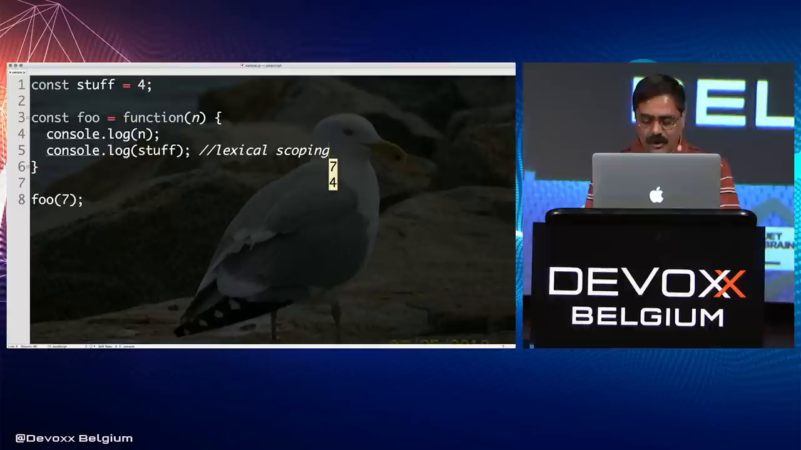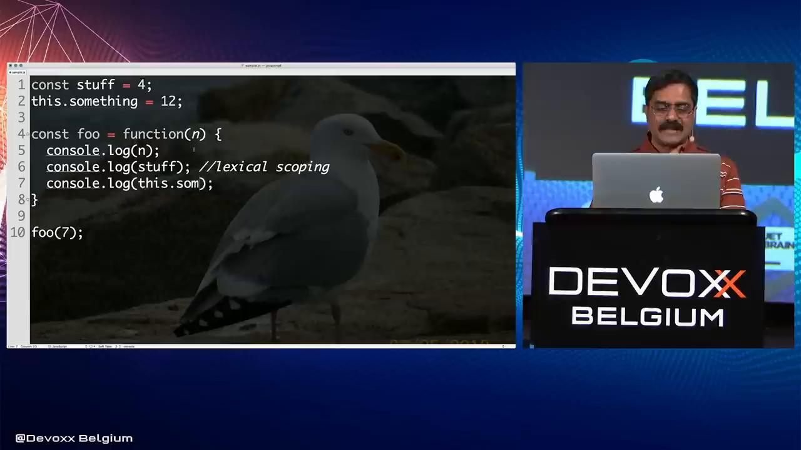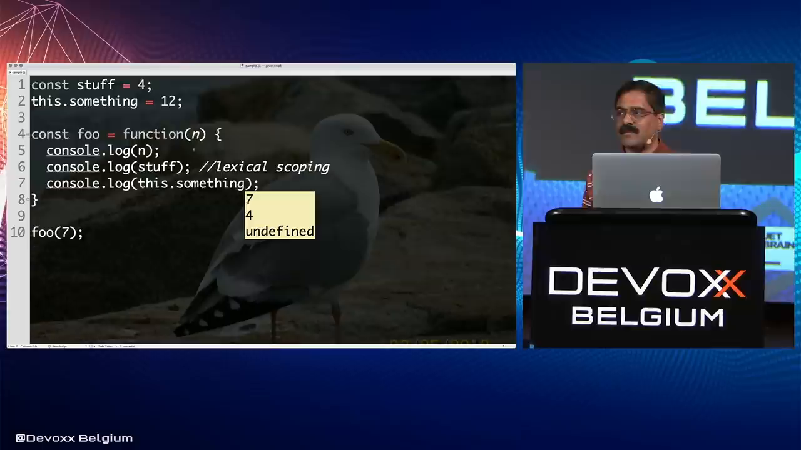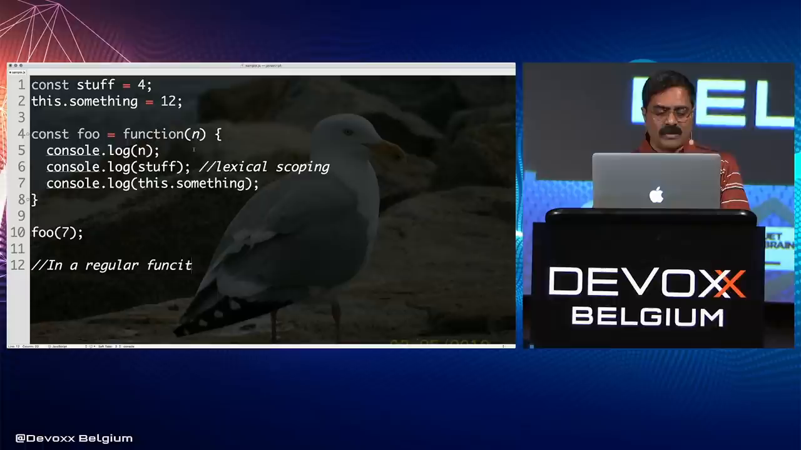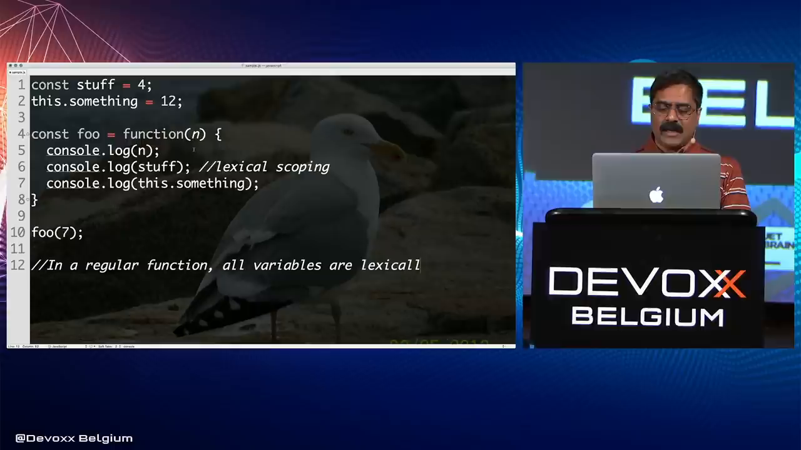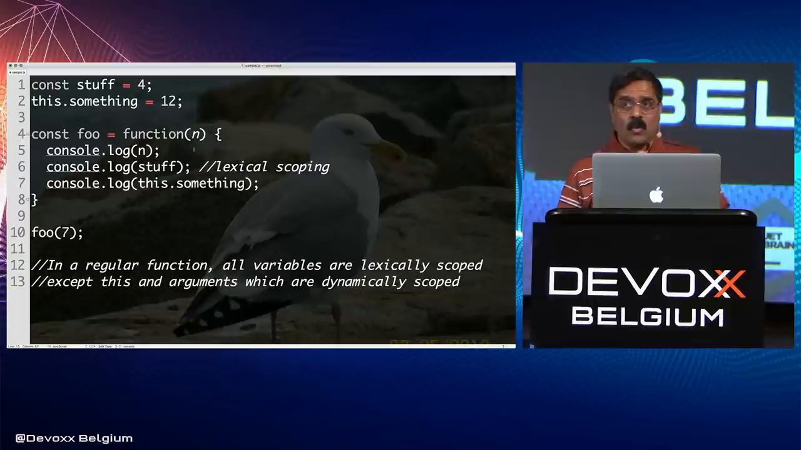However, what I want to do next is to say, this.something is equal to 12. And I come in here and say output this.something. When I run the code though, notice it did not say 12. It said undefined. And the reason is that in a regular function, so let's go ahead and write this. In a regular function, when you define using the word function, all variables are lexically scoped except, there's always a special, right? Except this and arguments. So this and arguments are dynamically scoped. So all variables are lexically scoped, except this and arguments are dynamically scoped.